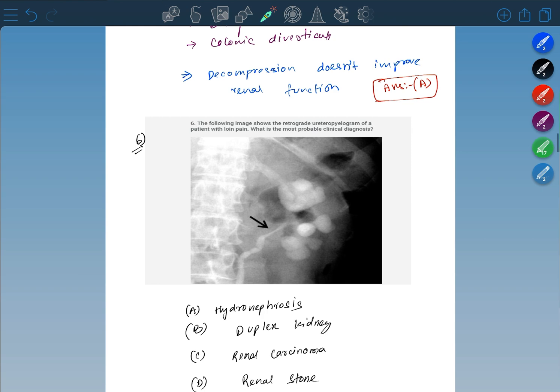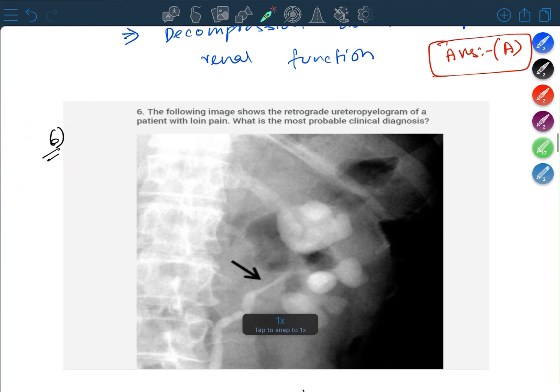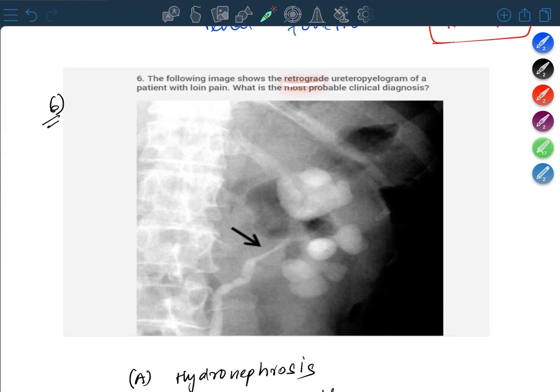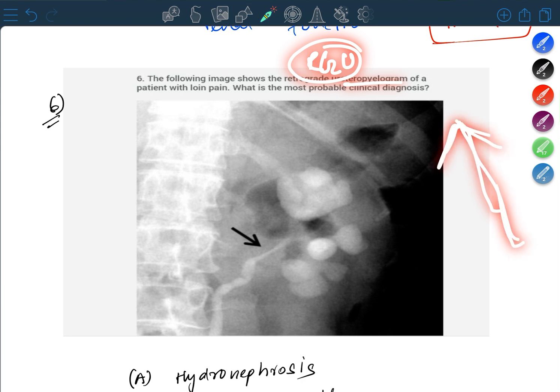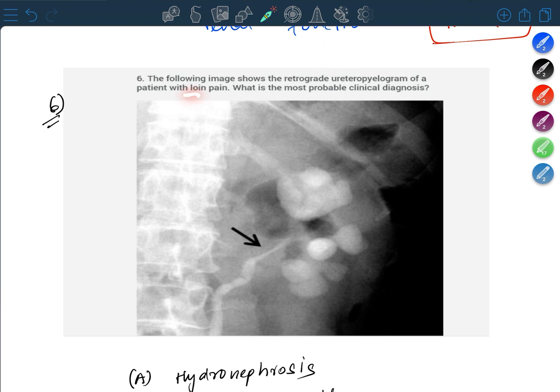Okay, sixth question. Move on. The following image shows a retrograde ureteropyelogram, RGU. It means the dye is injected from the penis and goes upwards, meaning retrograde, opposite to the direction of urine flow. Patient with loin pain. What is the most probable clinical diagnosis?